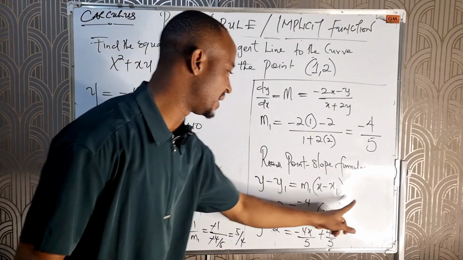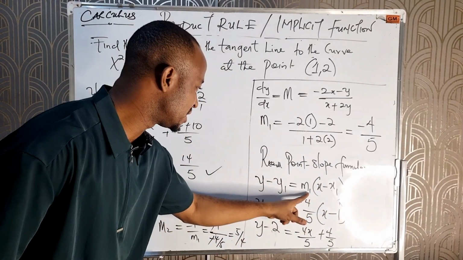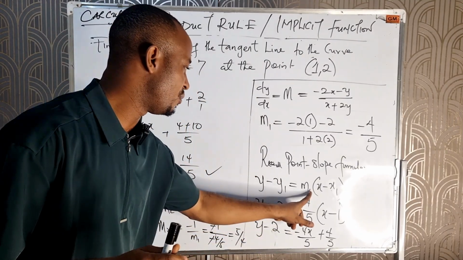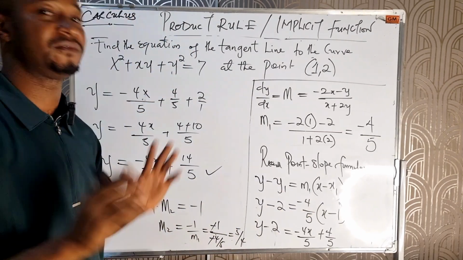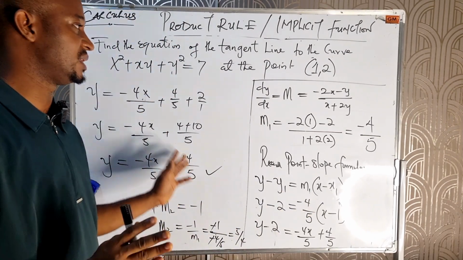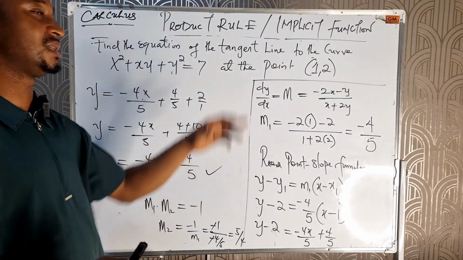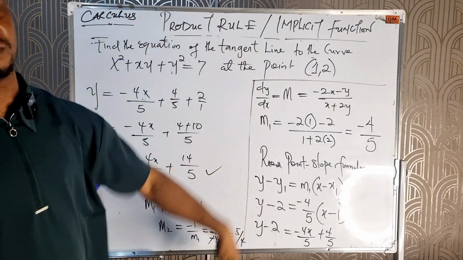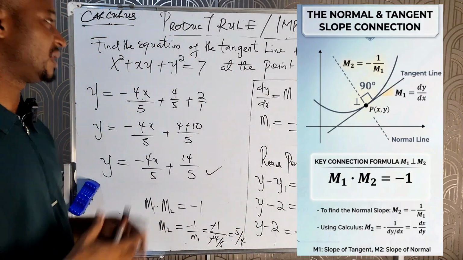I will use the same formula here to solve for that of the normal. But in this case, I will change my M1 to M2. It means anywhere I see M1, I will now put M2. And what's our M2 there? 5 over 4. That is just how simple this equation is. Sometimes in the exam, they will not give you tangent. They will tell you to find the equation of the normal line to the curve. Let's solve more examples.